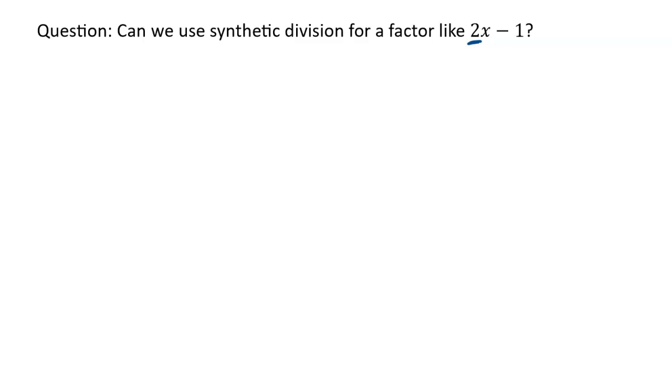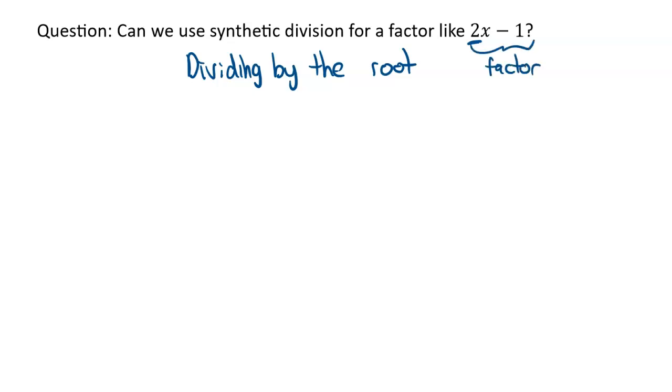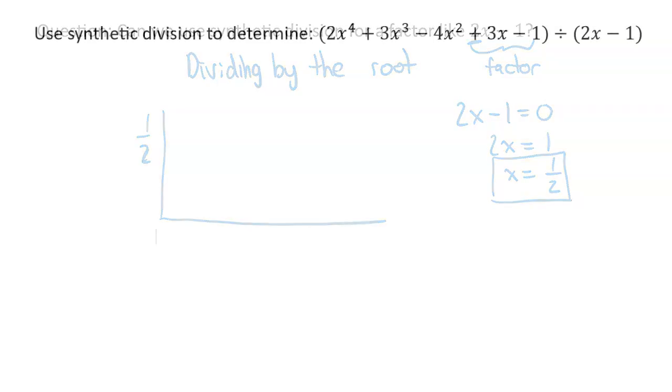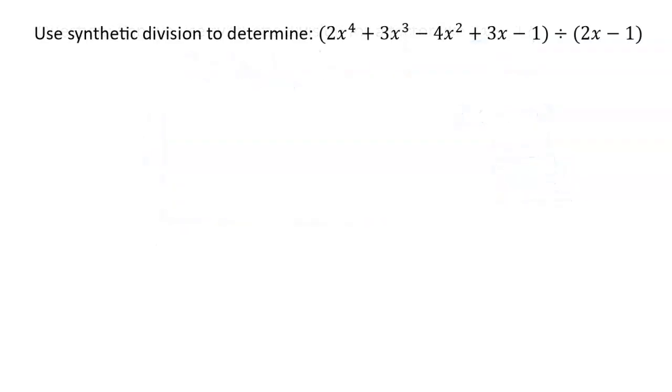Here's a question. Can we use synthetic division for a factor like 2x minus 1? The coefficient isn't 1 here. Well, keep in mind that what we've done is we are dividing by the root. What's the root of 2x minus 1? Well, 2x minus 1 is the factor, so if we set that equal to 0, that tells us what the root is. So 2x is equal to 1, which means that x is equal to 1/2. So now what I can do is use that if I was doing division with that. And so setting up synthetic division, it would look with 1/2 as my root, and I would set up everything with that.